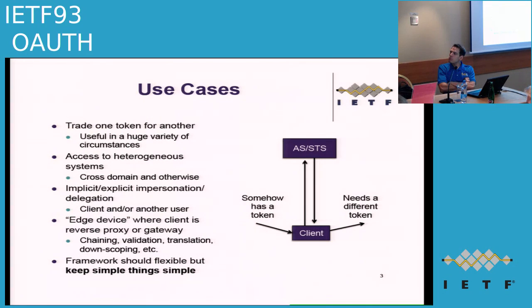There are cases where there's an active client that has its own token from somewhere and needs to exchange it to access some other service. So there's utility in both models. That's what I was trying to differentiate here, even if I didn't do a very good job of it. Anything else on this slide? Next slide.